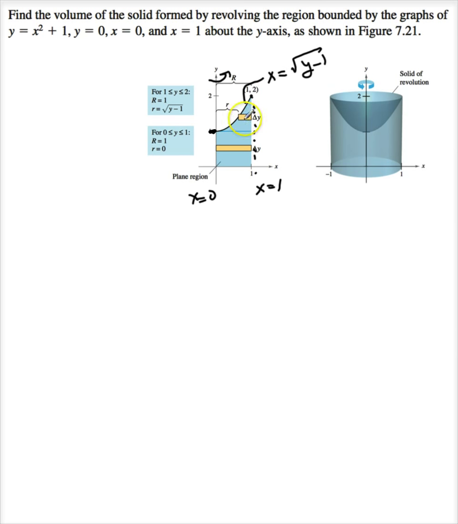Now let me look at my first volume. All right, delta V equals pi, oops, forgot my V there, pi r squared delta y. So I'm just going to call this delta V1 because this is my first one. So this is the first area down here.